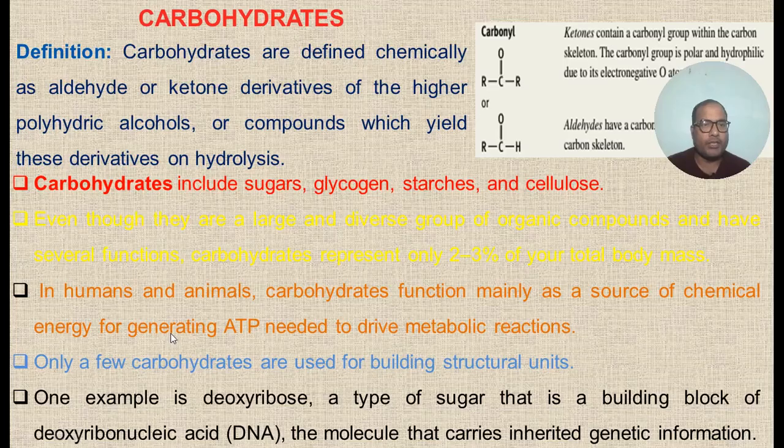A few carbohydrates are used for building structural units. One example is deoxyribose, a type of sugar that is a building block of deoxyribonucleic acid, that is DNA, the molecule that carries inherited genetic information.